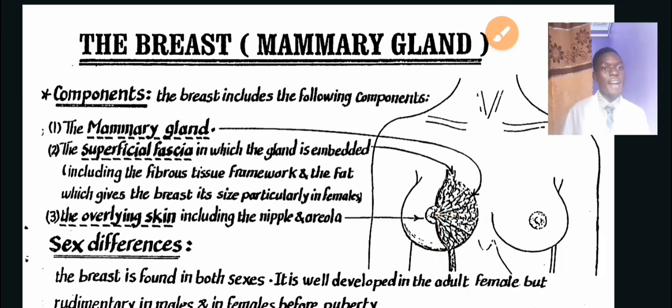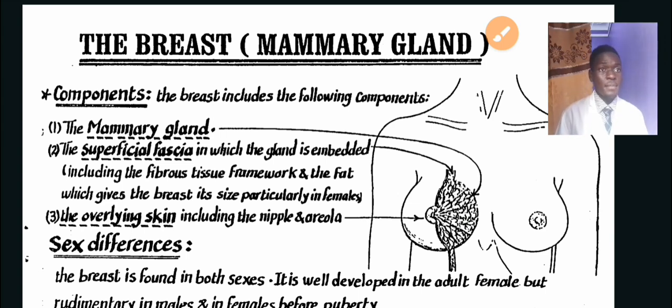Then we also have around the nipple, there is a pigmented area. That pigmented area is called the areola. The areola is also made up of sebaceous glands that we call Montgomery glands, which secrete the oil that lubricates the nipple for easy suckling of the baby.